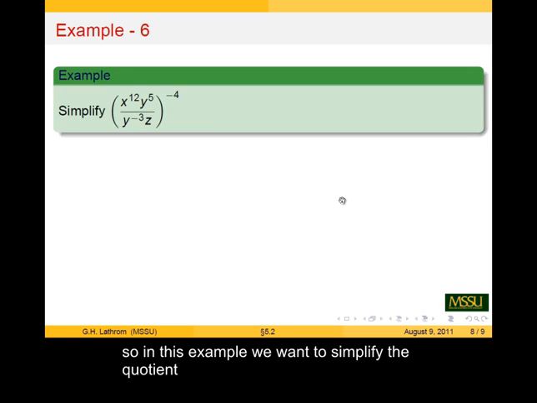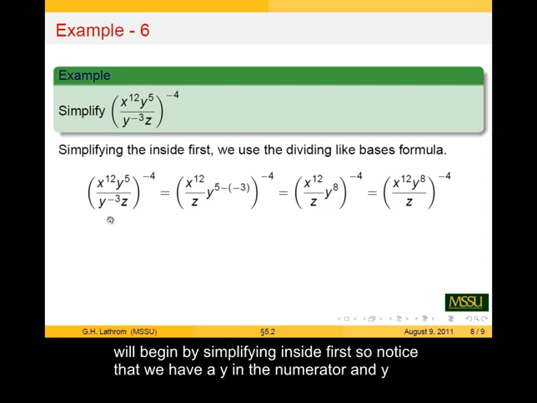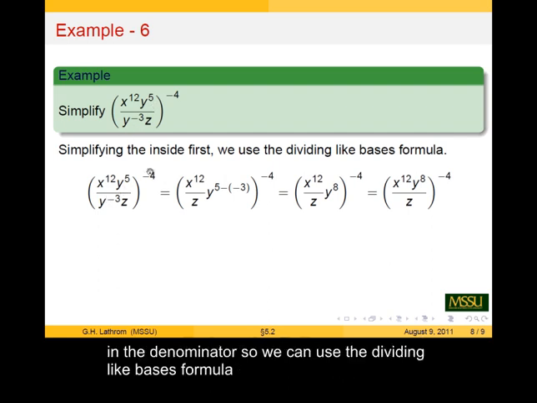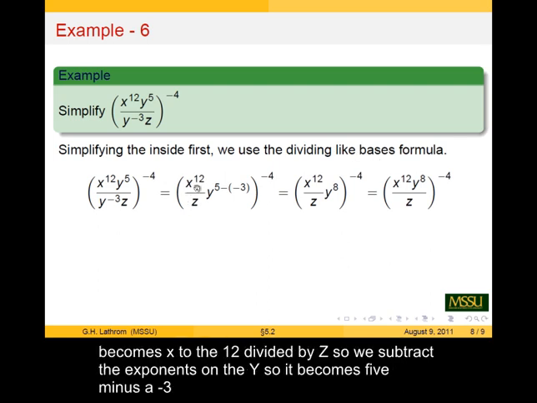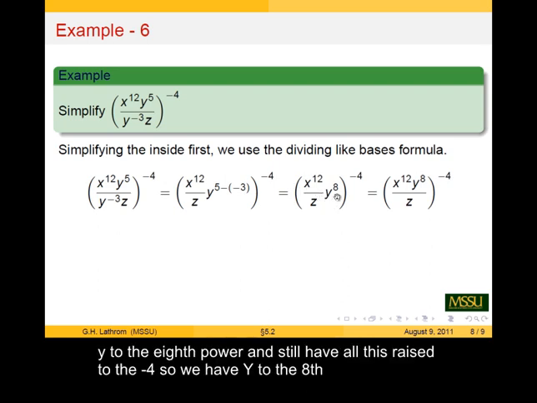So in this example, we want to simplify the quotient x to the 12th, y to the 5th, divided by y to the negative 3z, all of that raised to the negative 4 power. Well, we begin by simplifying the inside first. So notice that we've got a y in the numerator and a y in the denominator. So we can use the dividing like bases formula so that on the inside it becomes x to the 12th divided by z. So we subtract the exponents on the y, so it becomes 5 minus a negative 3, which is 5 plus 3. So on the inside we have y to the 8th power.